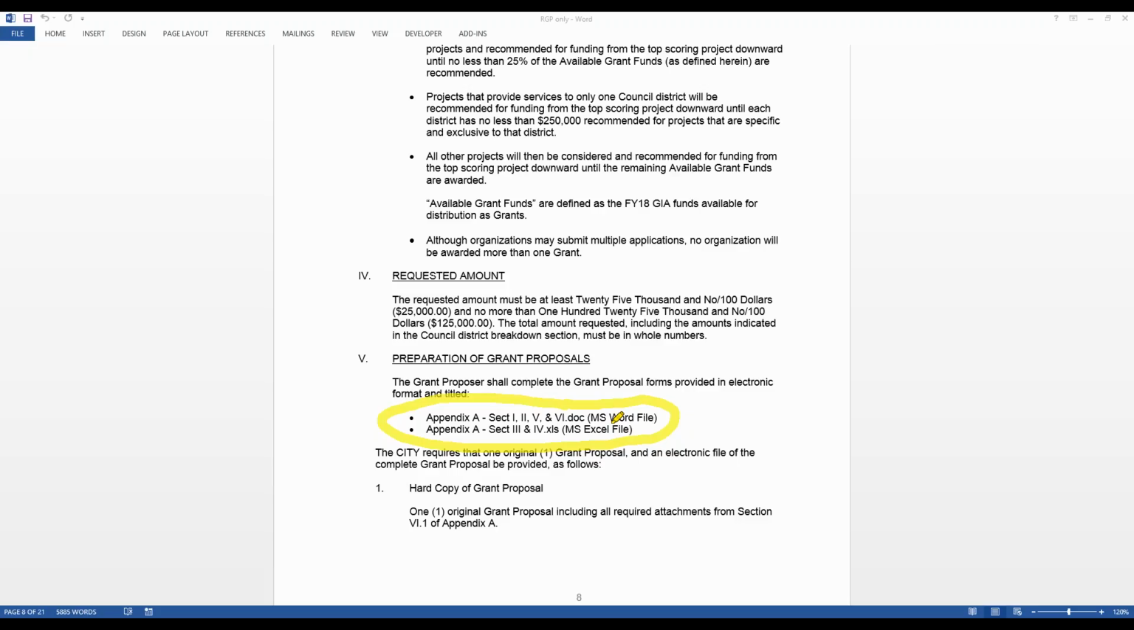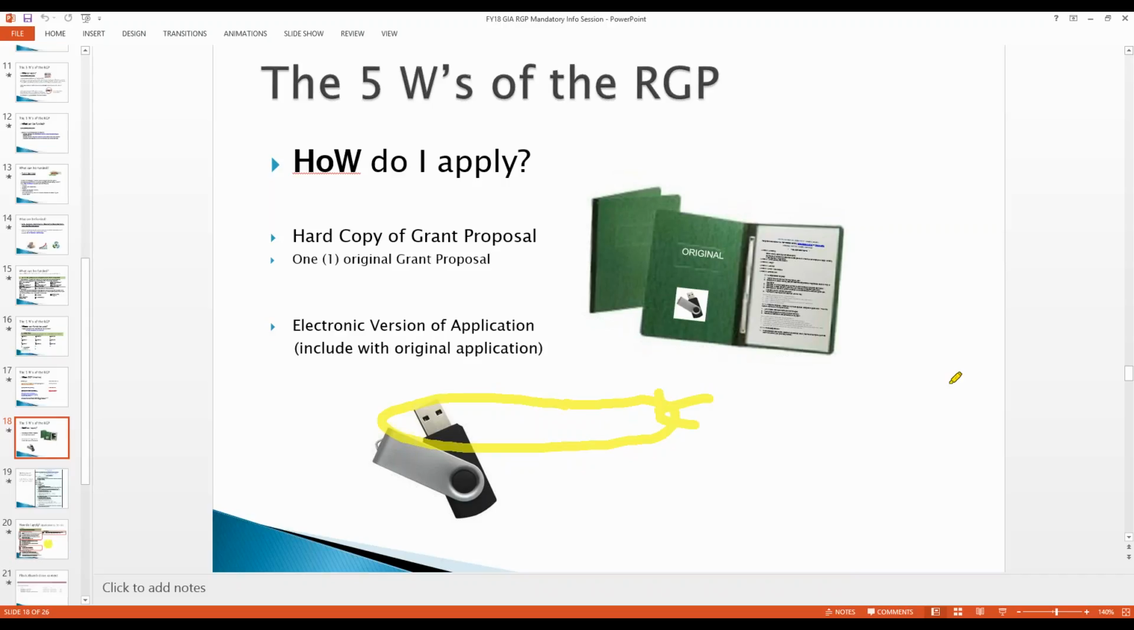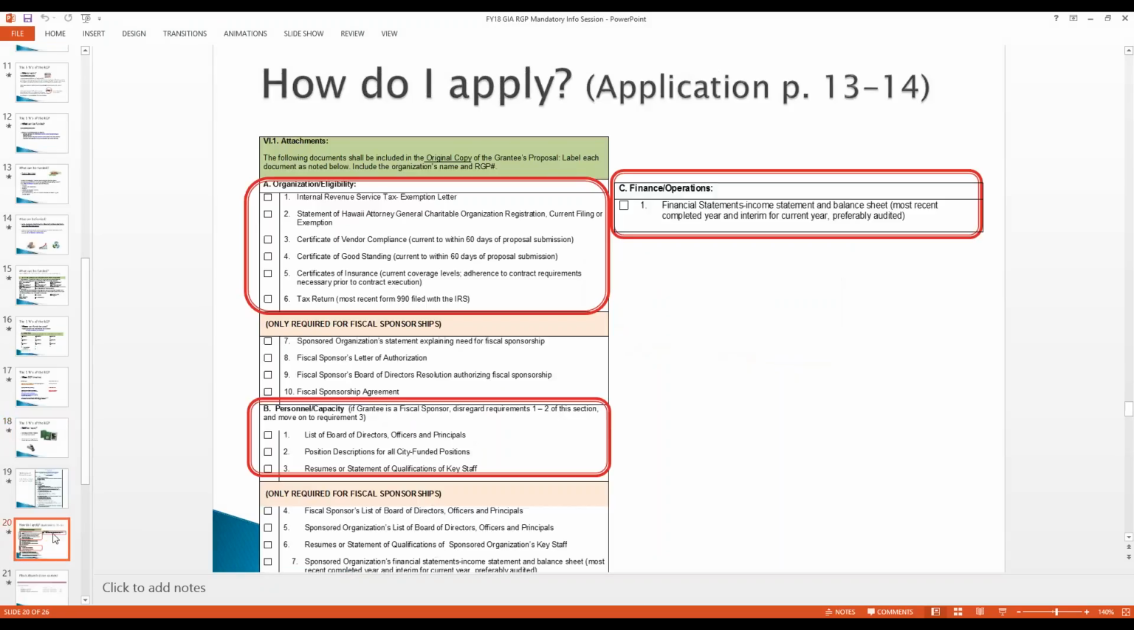application. And also, besides these two documents, you also need to provide mandatory required attachments, which you may find on the very last pages of this Word file. And I have a slide on that, which I'm going to show you right now. Hold on, I need to change my pointer. So on the very last page of the grant application, page 1314, there is a list of required attachments.